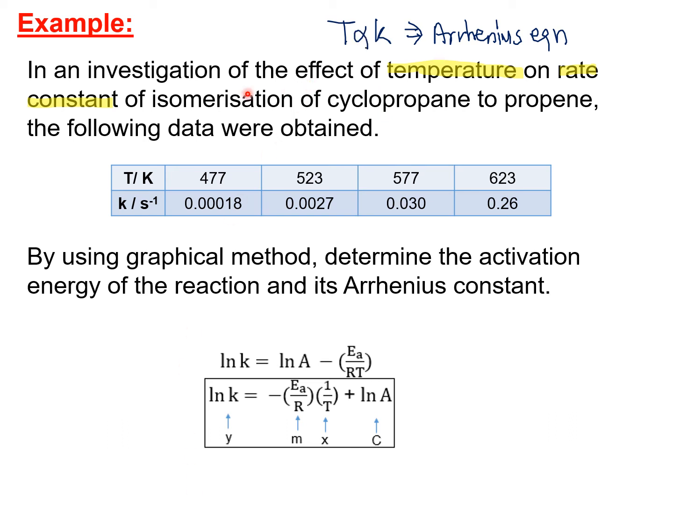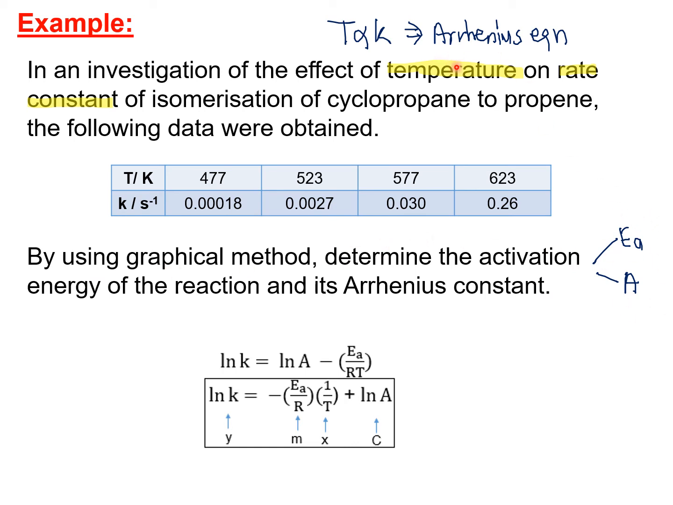Alright, and then next dia bagi tahu okay lah, this process of isomerization di mana reactant you cyclopropane, product you propene, and you obtain this following data, and dia suruh kamu buat graphical method to determine the activation energy and Arrhenius constant. So dia suruh kamu cari EA, activation energy, and Arrhenius constant A. Okay, in this case your A is not reactant anymore, your A ni ialah Arrhenius constant. Okay, so macam mana kamu nak buat graphical method untuk determine these two things?